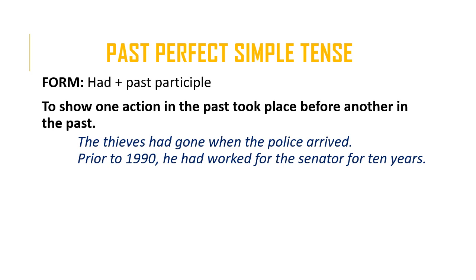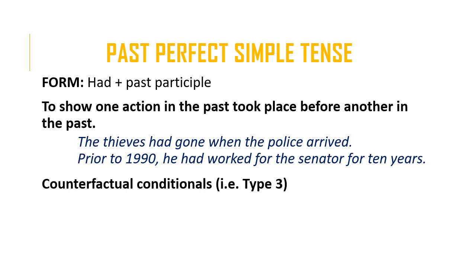Prior to 1990, he had worked for the senator for 10 years. So here we have two things in the past, but not necessarily two actions. So we have the time phrase prior to 1990, and then the verb is in the past perfect. He had worked for the senator for 10 years.